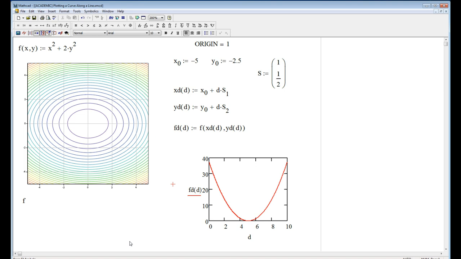So there you go. That's how to plot a two independent variable function, how to cut a 3D plot along a line and plot the function you get on the edge of that.